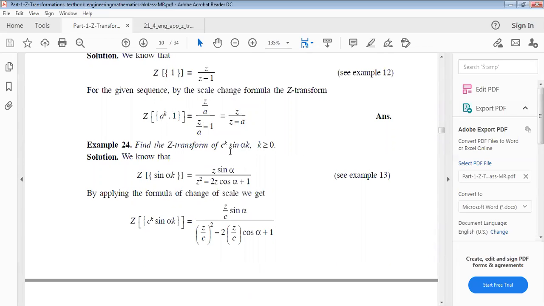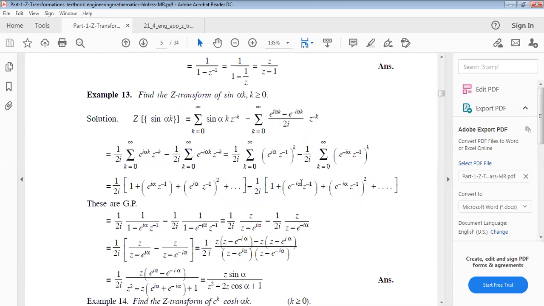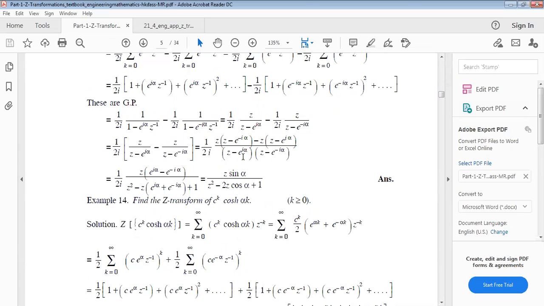Now from example 24, a similar process: find the z transformation of c to the power k sin alpha k. But we already know from example 13 the transformation of sin alpha k, so we have to proceed from this example. We start from the definition of z transformation. We found this sum in the previous class, and using this sum we are testing the change of scale in z transformation, by using the theorem.